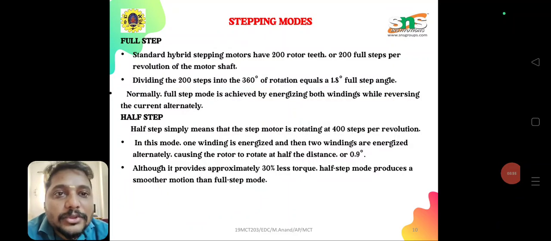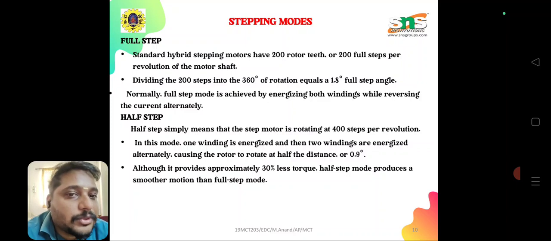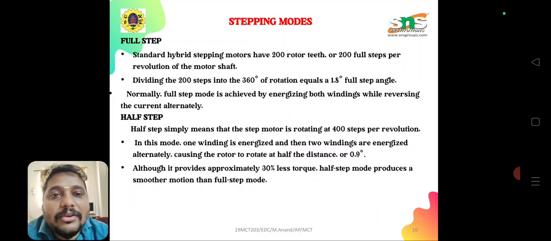And then stepping modes. We have two stepping modes: one is full step mode and the other is half step mode. What is meant by full step? The standard hybrid stepping motor has 200 rotor teeth, or 200 full steps per revolution of the motor shaft. Dividing the 200 steps into the 360 degrees of rotation equals a 1.8 degree full step angle. Normally full step mode is achieved by energizing both windings while reversing the current alternately.